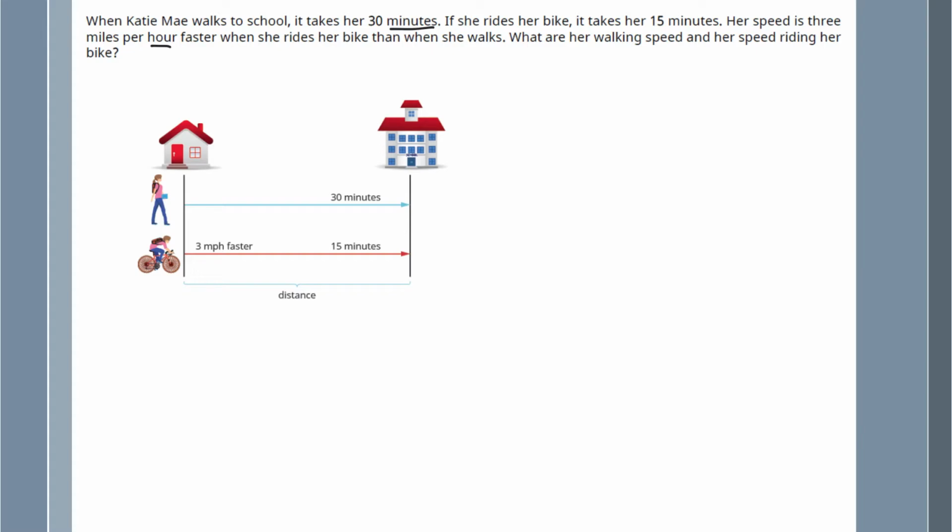So for 30 minutes, that's half an hour. We can write that as 1/2, or we can write it as 0.5. So for walking 30 minutes, I'm just going to change that to 0.5 hours. And then for the biking 15 minutes, I'm going to change that to 0.25 hours. For 15 minutes, that's a quarter of an hour, 0.25 hours.